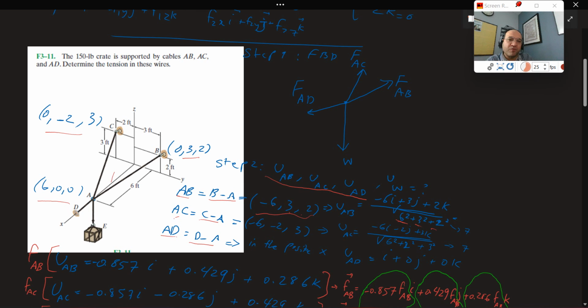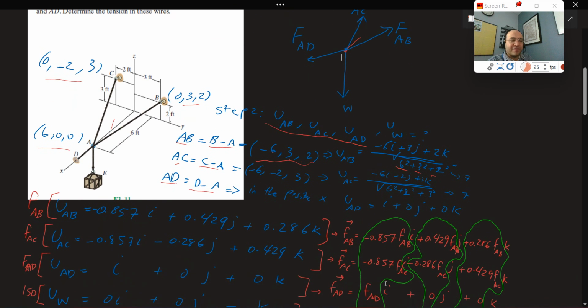I'm going to do the same thing for AC. Again, remember, the force is going from A to C, from A to B, and from A to D. For AB, we repeat that. For AC it is minus 6, minus 2, plus 3. And AD is a little bit tricky because we don't have the coordinate of another point. But A and D are both on the x-axis, so you don't need to do anything. That's simply in the direction of i. So I can say U for AD is simply i plus 0j plus 0k.